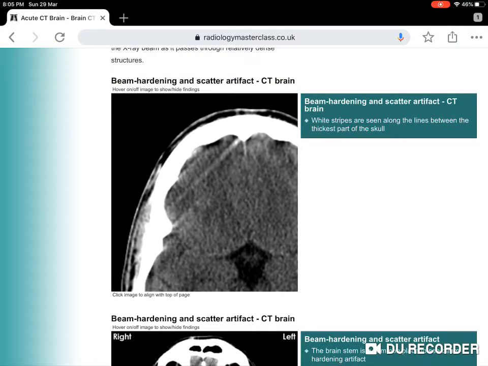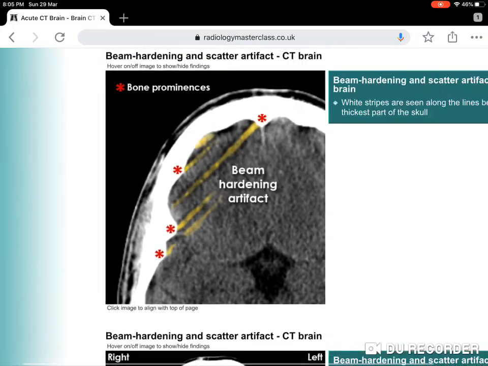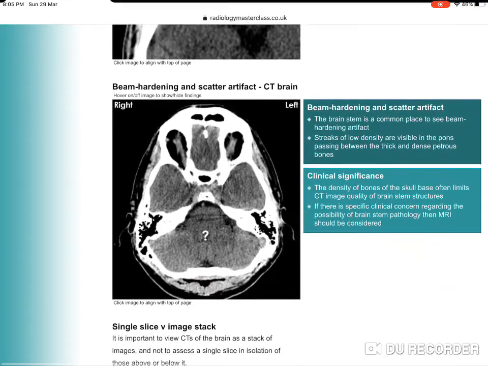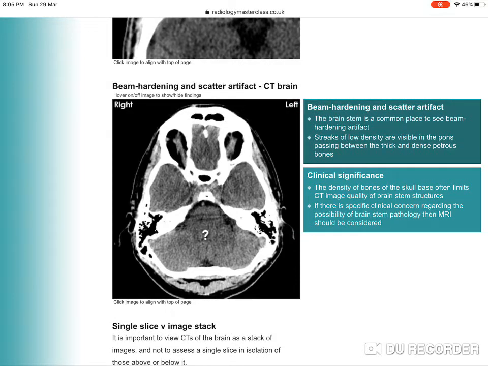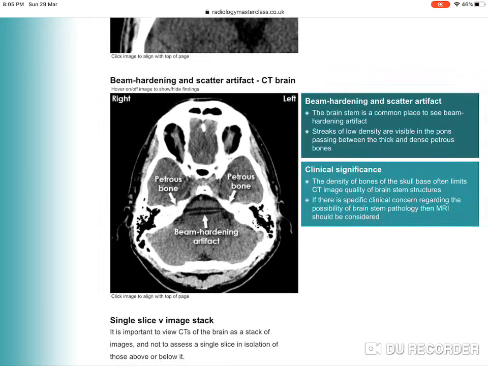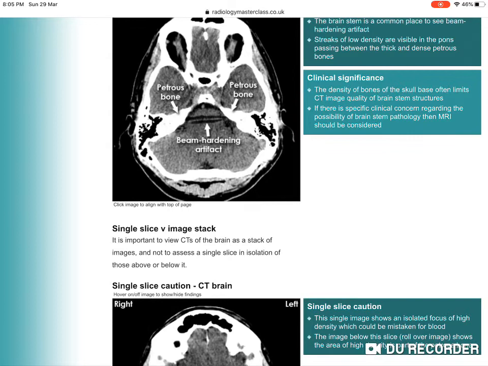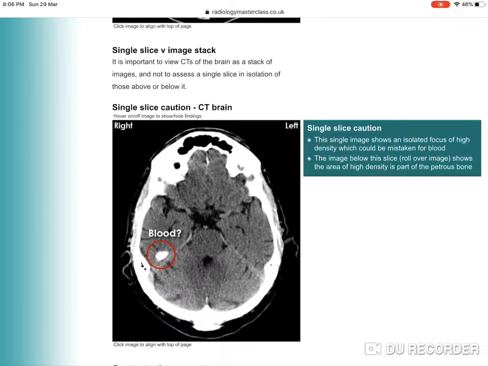Beam hardening and scatter artifacts, CT brain. White strips are seen along the lines between the thickest parts of the skull. The brainstem is a common place to see beam hardening artifacts. Streaks of low density are visible in the pons passing between the thick and dense petrous bones. The density of bones of the skull base often limits CT image quality of brainstem structures. If there is specific clinical concern regarding the possibility of brainstem pathology, then MRI should be considered.